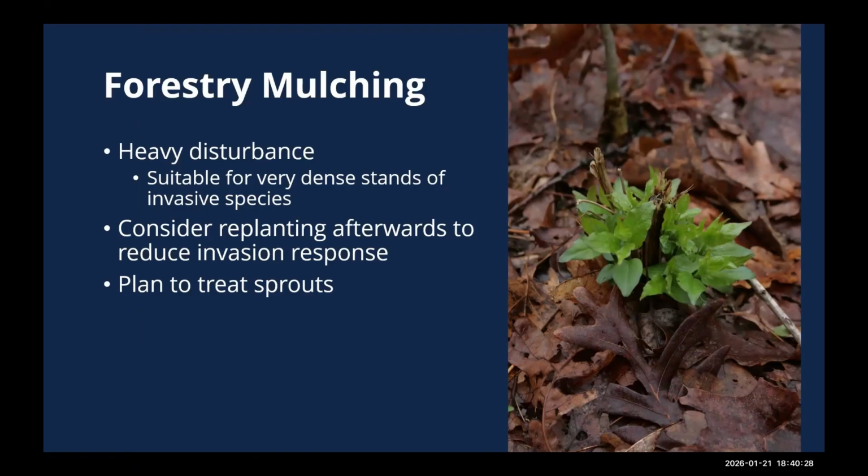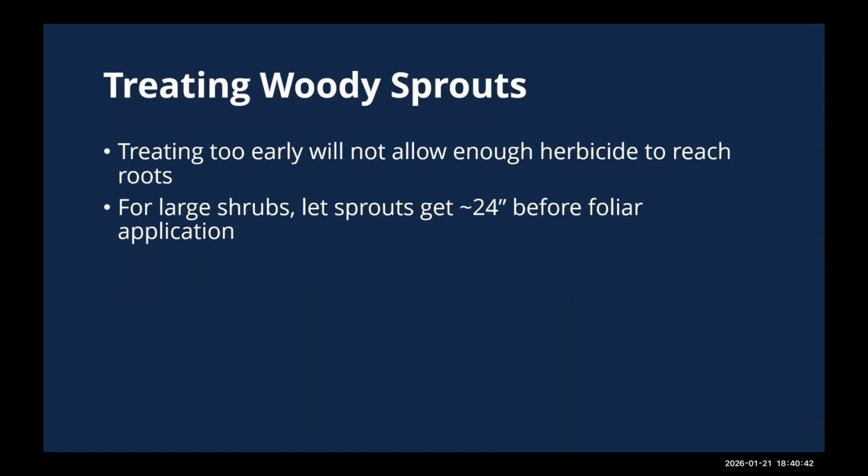Planting native plants after you do forestry mulching can be a good way to prevent invasion afterwards by things like garlic mustard. And then you are going to get some sprouts, so you have to plan to treat those sprouts. If you get woody sprouts after you cut or mulch them, you don't want to do it too early.